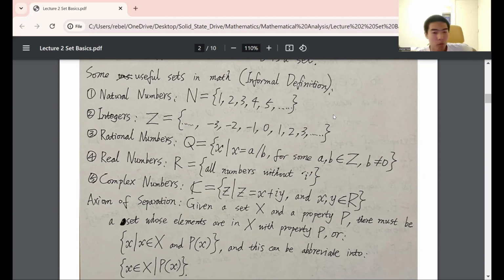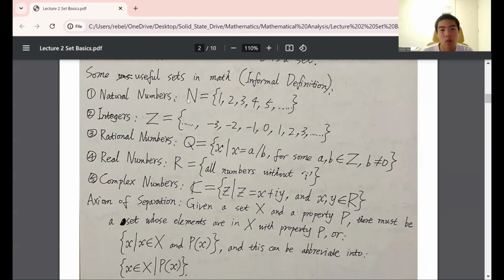So that's it. And I want to introduce some useful sets in math. But the definitions here are informal, so you just get a sense of what they are. We'll talk about their definitions rigorously probably in the sixth or seventh lecture, because the definitions can be complex. But here is the basic meaning of them.